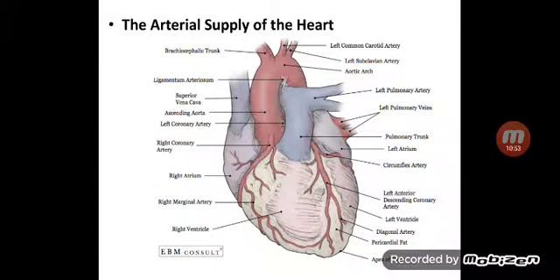Arterial supply of the heart. As you know, the heart is supplied by right and left coronaries. We have the right coronary artery and left coronary artery. They arise from the ascending aorta, and they run in the subepicardial connective tissue.